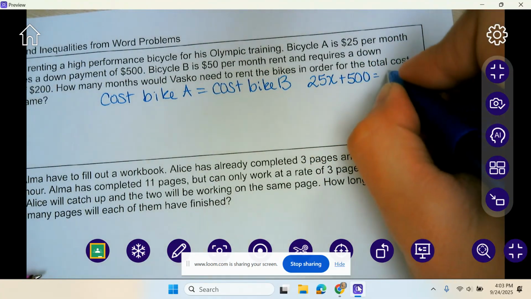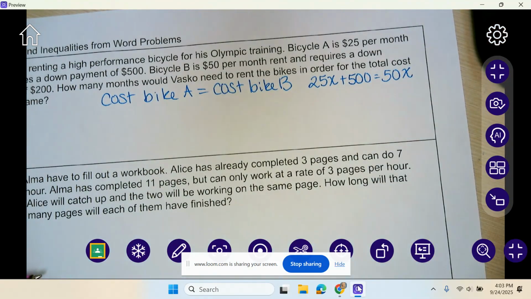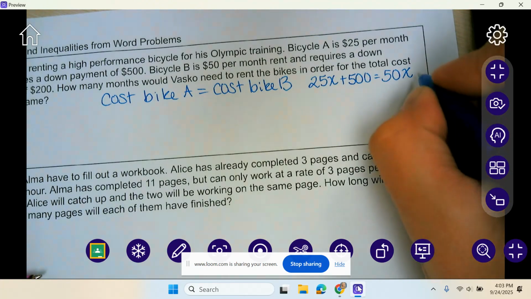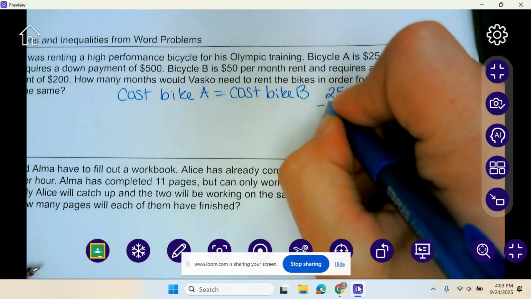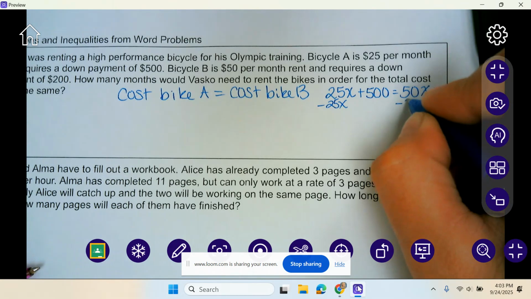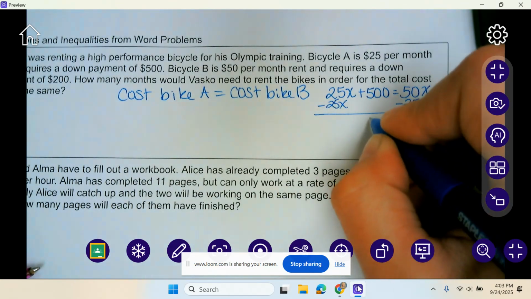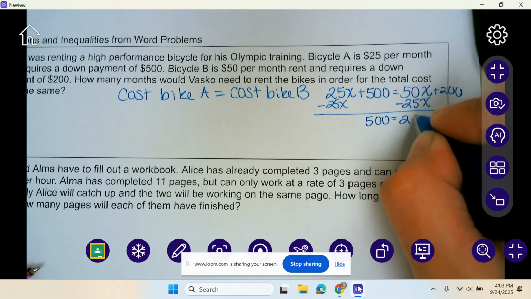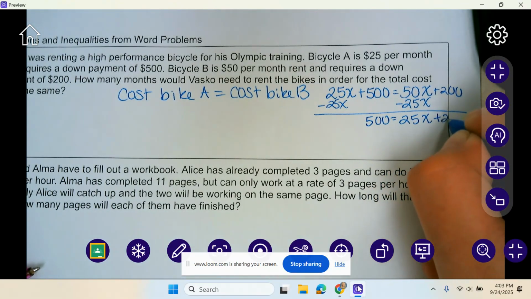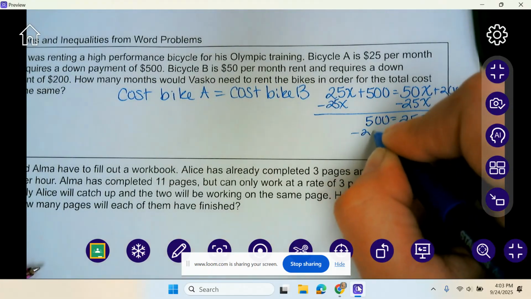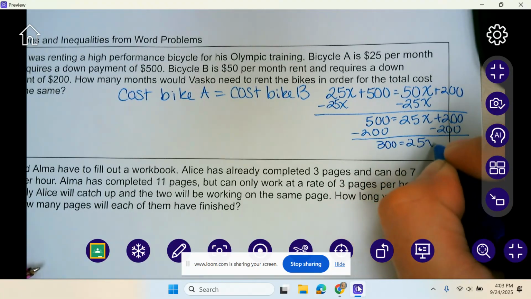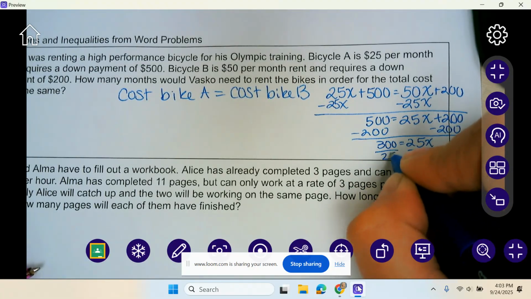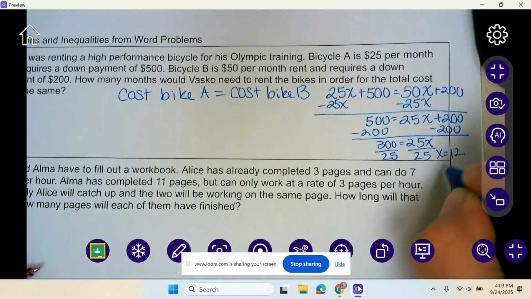And then I have 50x, because that's for 50 per month for bike B, that's my variable. And my constant is a flat 200. Okay, so now I just solve. So I'm just gonna move my variable over here. Doesn't matter which one you pick. And then on the side of the variable, you remove the constant. So I'm gonna remove my plus 200 with a minus 200. And then you get 300 equals 25x, divide by 25, and then you get x is equal to 12 months.